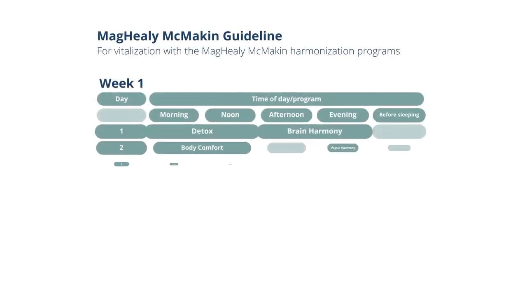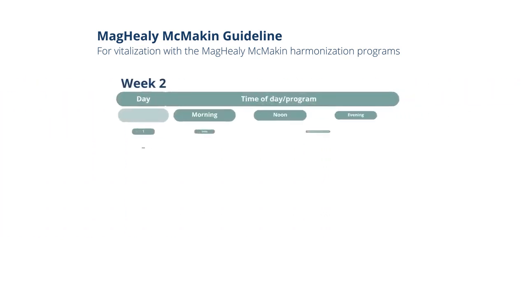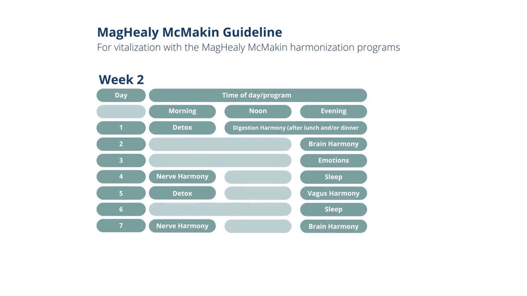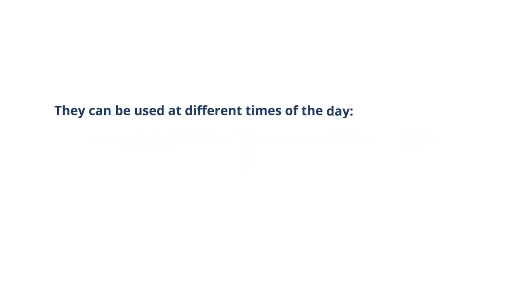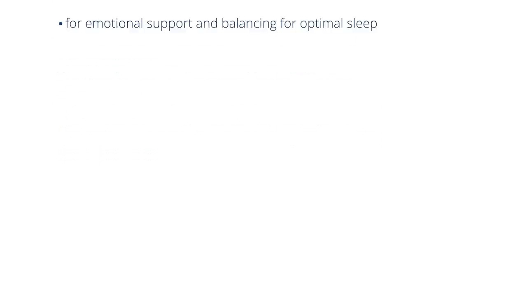This is a 2-week application plan for the McMakin harmonization programs designed to bring better vitality and wellness to everybody's life on a daily basis. These programs are based on extensive practical experience, and they have been used millions of times around the world. They can be used at different times of the day, both before and after a stressful day, as well as for emotional support and balancing for optimal sleep.